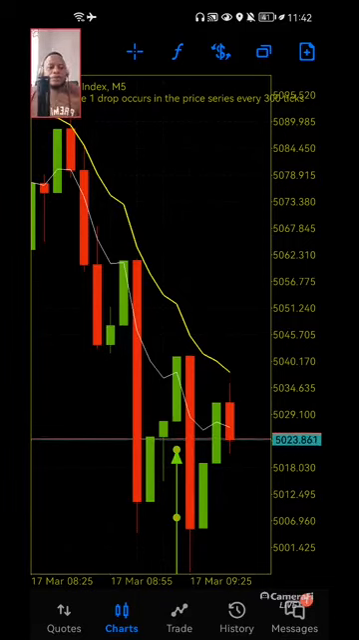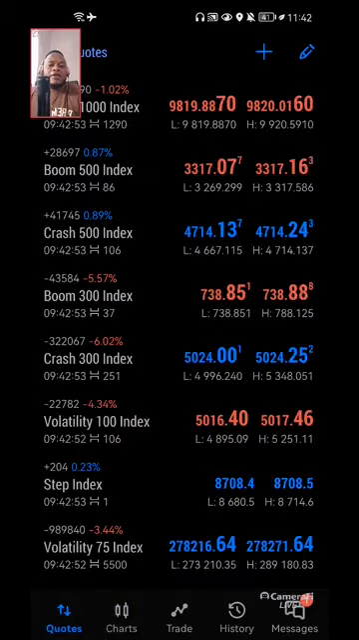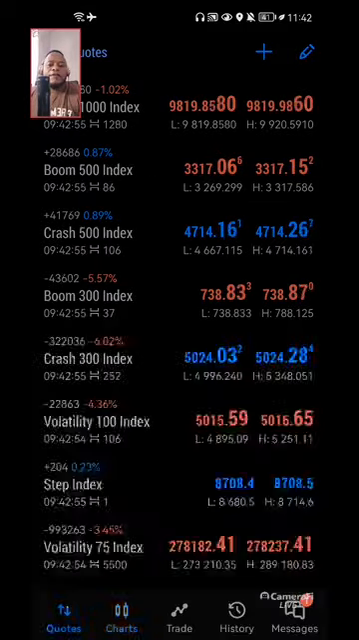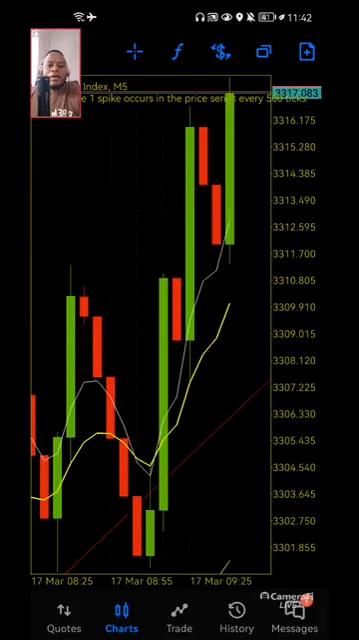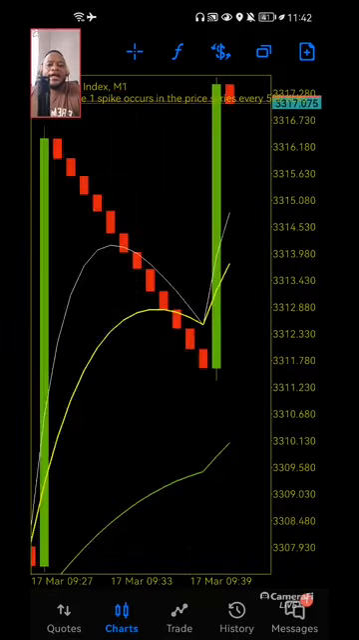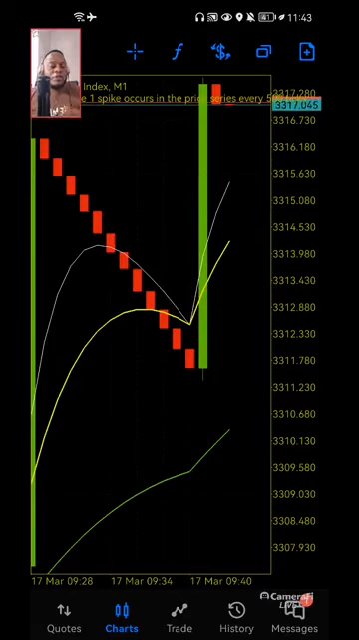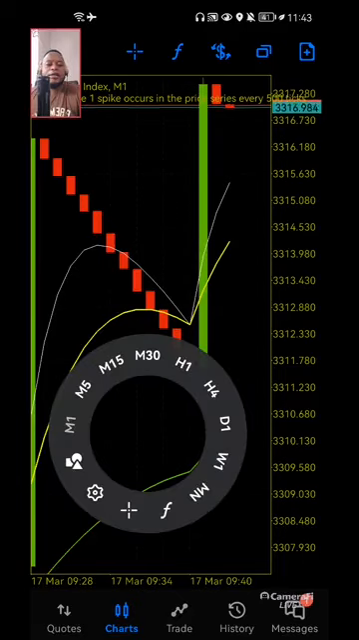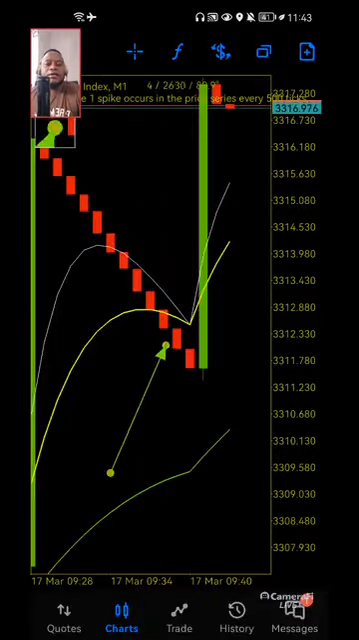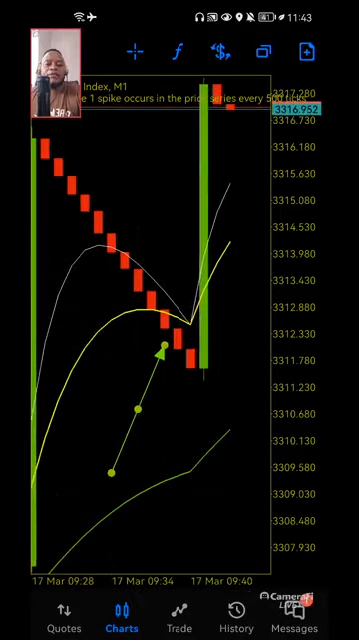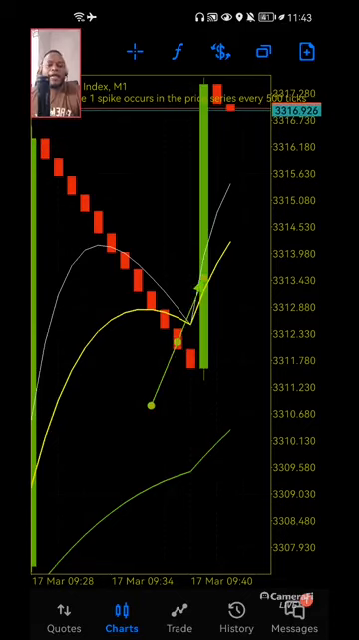All right, so let's check Boom 500. Like I said, it's a buy. There is a spike on Boom 500. Those that entered Boom 500, you have got your spike. It's a buy. You see, it came to the yellow line, but then it could not pass it. That was one, two, and then the third one gave you a spike.